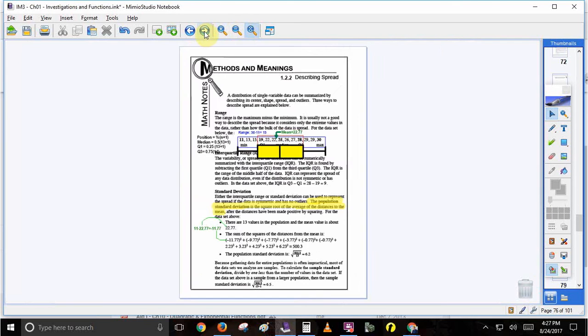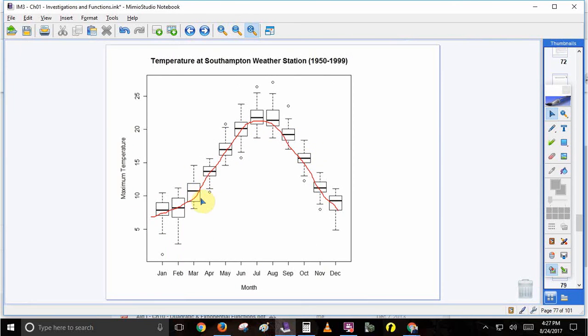All right, let's talk about some box and whisker plots, why we would use them. I have a little example here. Here we're charting the temperature in Southampton weather station from 1950 to 1999. So we've got about 50 years worth of data there, and we're going to plot it all in one graph. Well, you're used to seeing a graph that might look like this red line that shows that the water temperature is higher in July, lower in January. That generally makes sense as long as you're in the northern hemisphere.